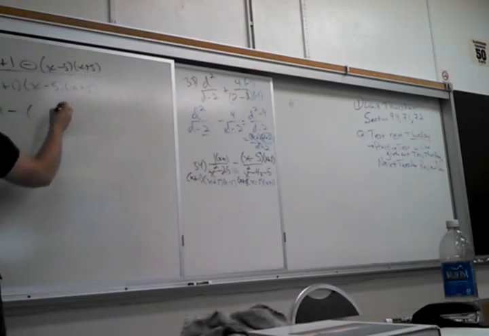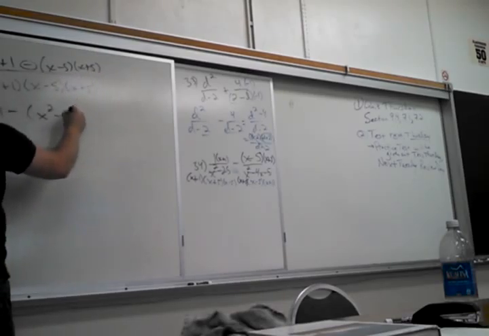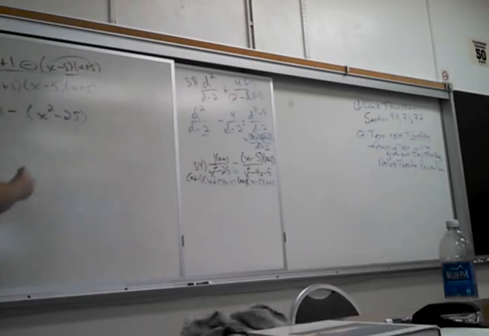What form is this in? It's like a difference of squares kind of thing, right? You guys see that? So it'll be x squared minus 25. The middle term cancels: minus 5x plus 5x. It's kind of nice to notice that, so you've got less work to do. All over all this.